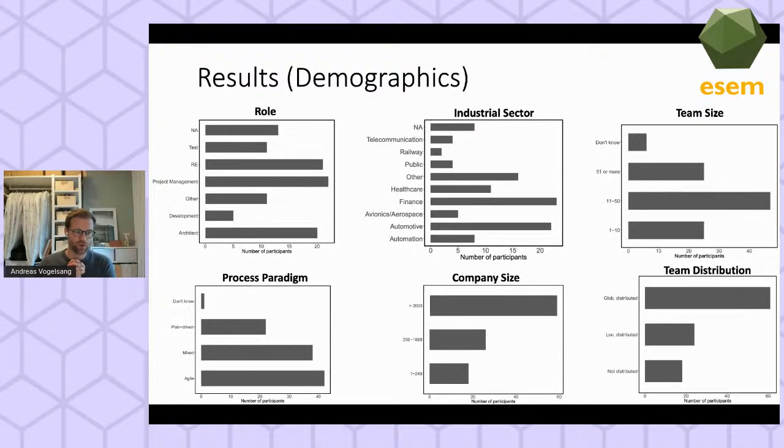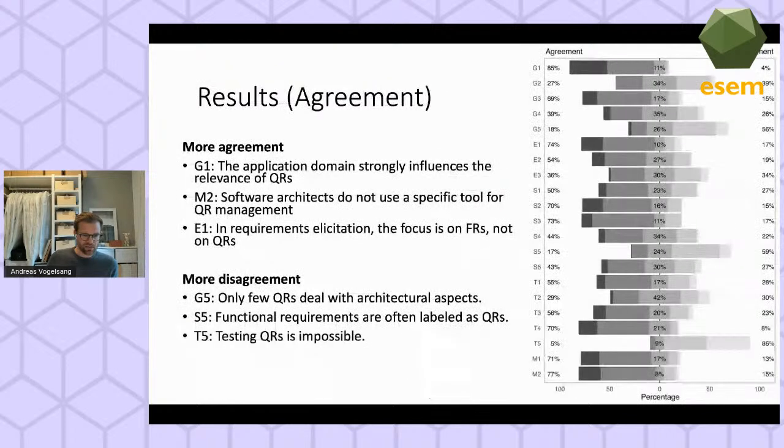First of all, let's have a look at the demographics, which is, by the way, also a subset of the context factors that we elicited. You could see we had a broad variety of different people with different roles: requirements engineers, of course, project managers, development architects. We had a good overview of industrial sectors from different domains, different team sizes, also different company sizes. Also a good mix in terms of the process paradigm. You can see at the bottom left there were people who mainly work plan-driven, mixed, or agile, and also a good distribution in terms of geographical distribution.